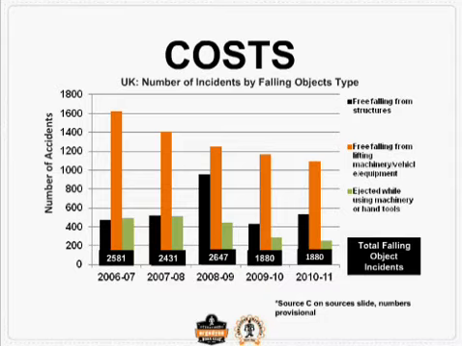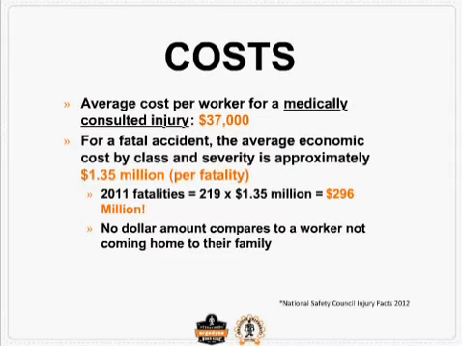So let's put a dollar value on that. Not that it matters, because the biggest thing is bringing those workers safely home at night. But to put a dollar value on it, in 2011, the National Safety Council estimated that a medically consulted injury was about $37,000 to the company. But for a fatal accident, the average was $1.35 million of direct costs associated with a fatal accident.